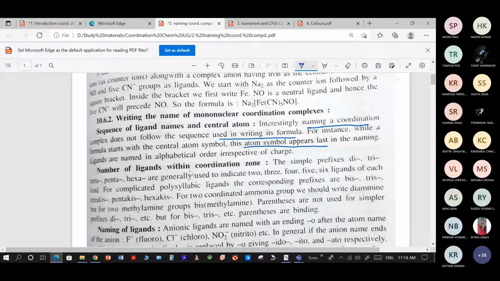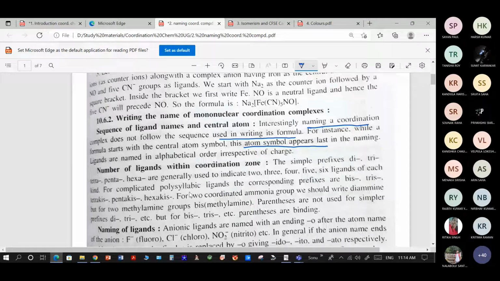First you have to name all the ligands, irrespective of their charges. It does not matter whether it contains negatively charged donor atoms or it is a neutral ligand, you have to follow the alphabetical order for naming a coordination complex. First name all the ligands, and after that your metal will come. Whenever you are naming, you have to follow alphabetical order, irrespective of the charge of the donor atoms of the ligands. It might be negatively charged, positively charged, or neutral, but you have to follow the alphabetical order.